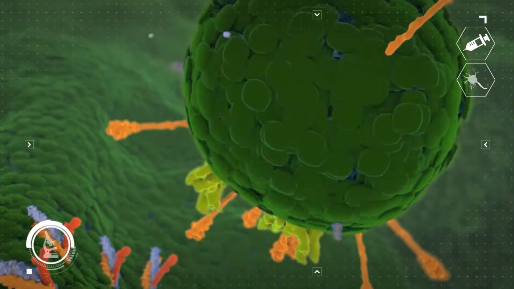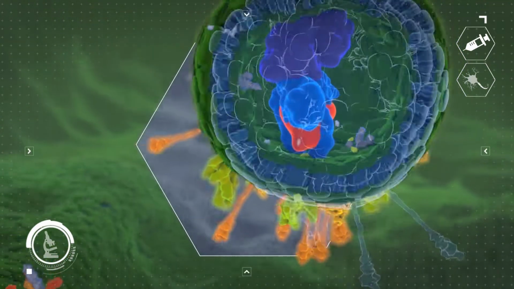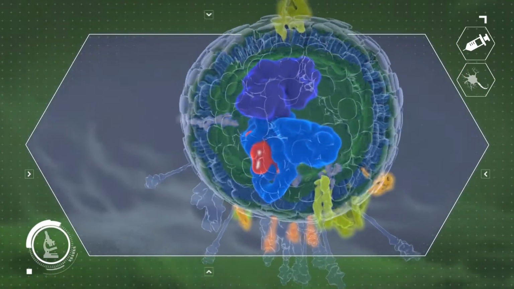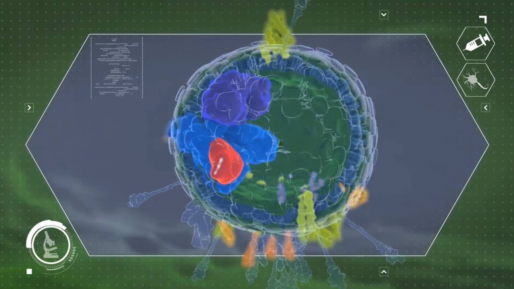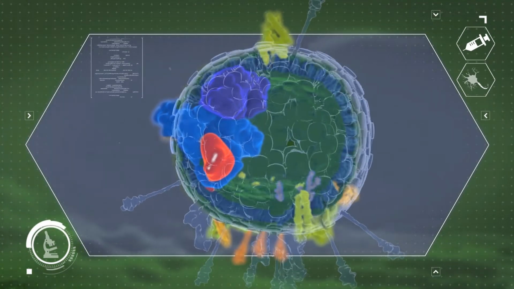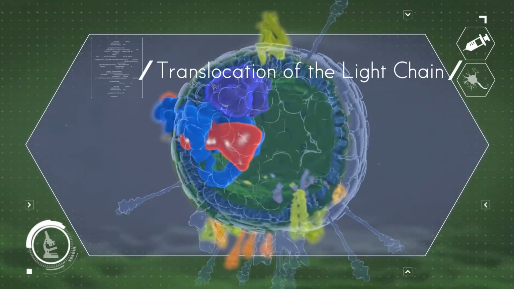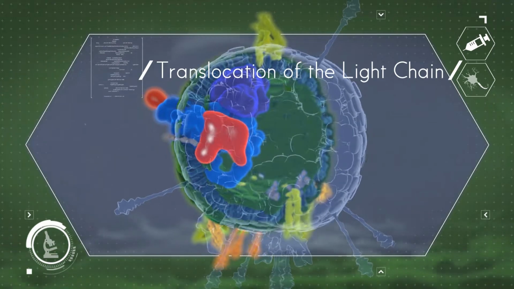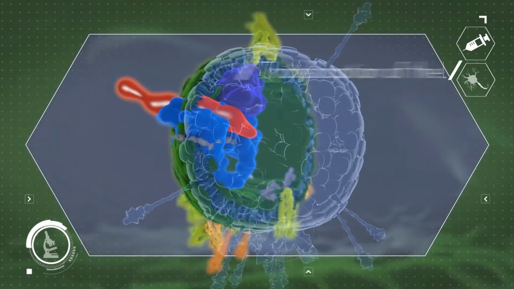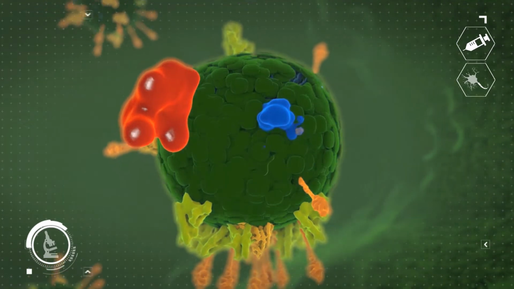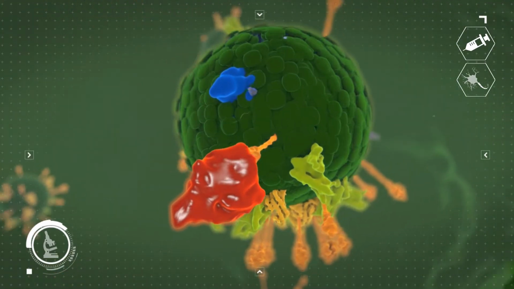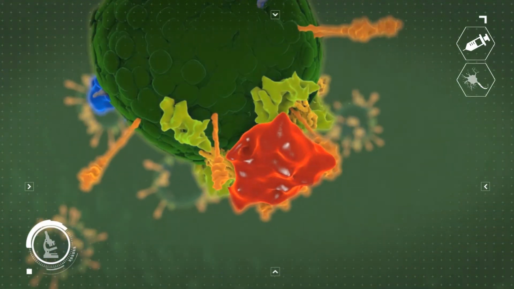A part of the heavy chain then binds to the inside of the vesicle, inserting into the vesicle membrane to form a pore and actively acting to transport the light chain across into the nerve cytosol. The light chain, the active part of the neurotoxin, is then released free into the cytosol, where it reaches its final target, the SNAP25 protein.